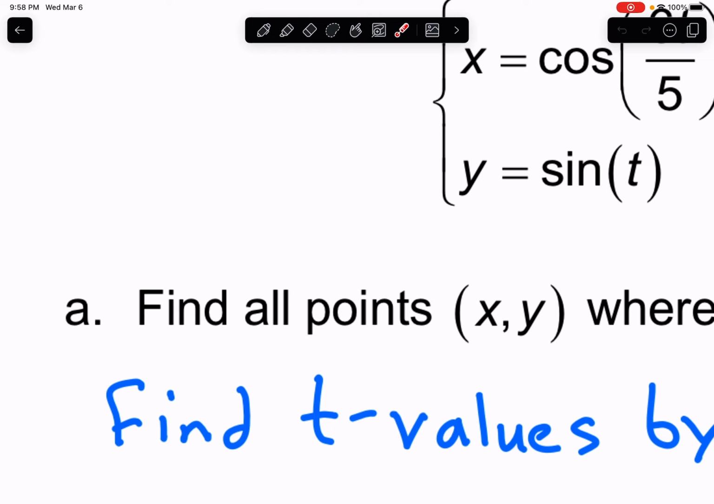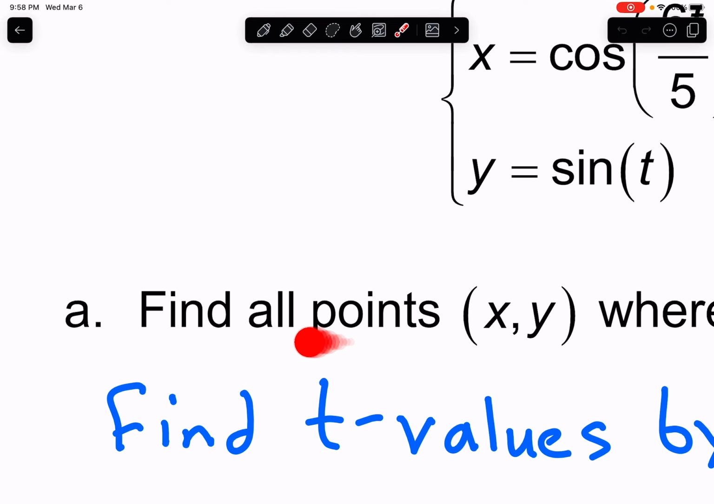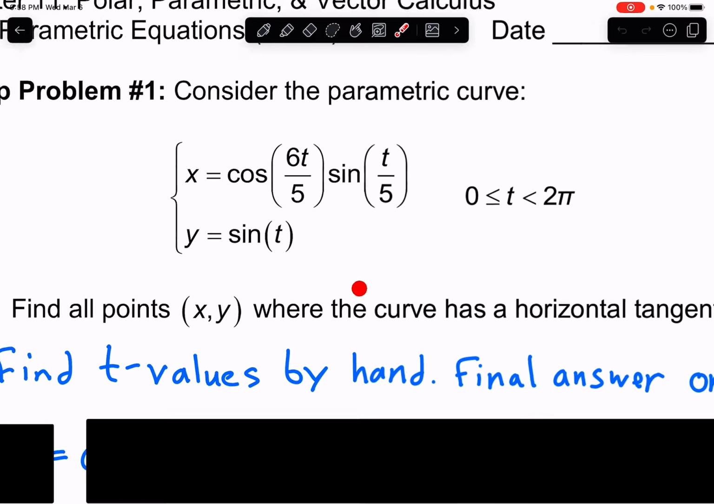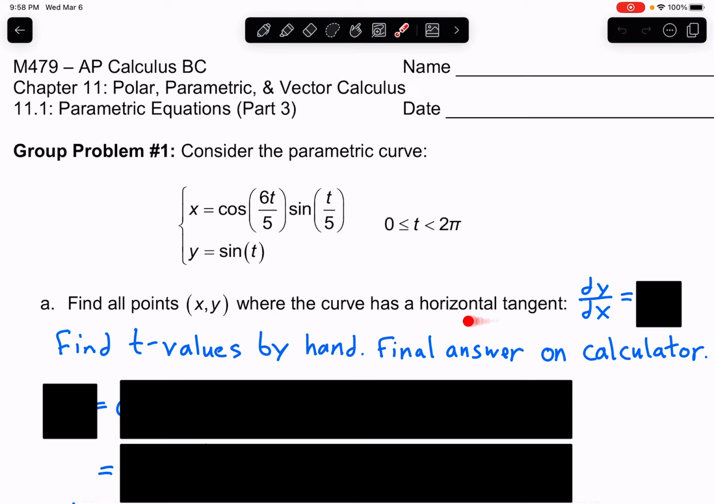Now I'm going to stop right there and remind you that we are looking for the ordered pairs as our final answer, not t values. So we will have to do an extra step at the end. So we'll get to that in a moment. Where the curve has a horizontal tangent.